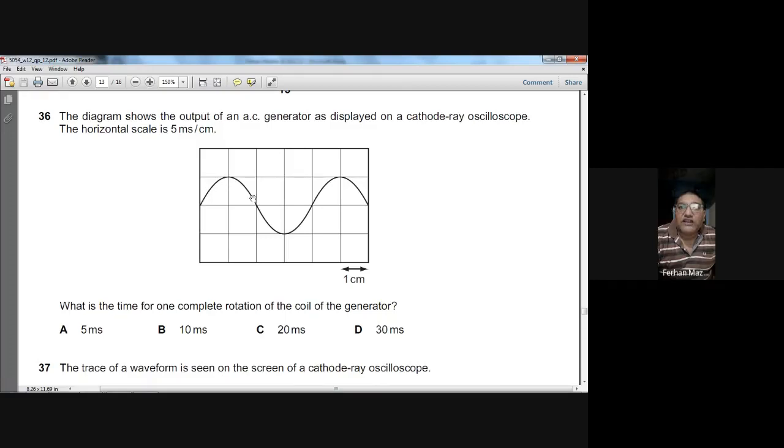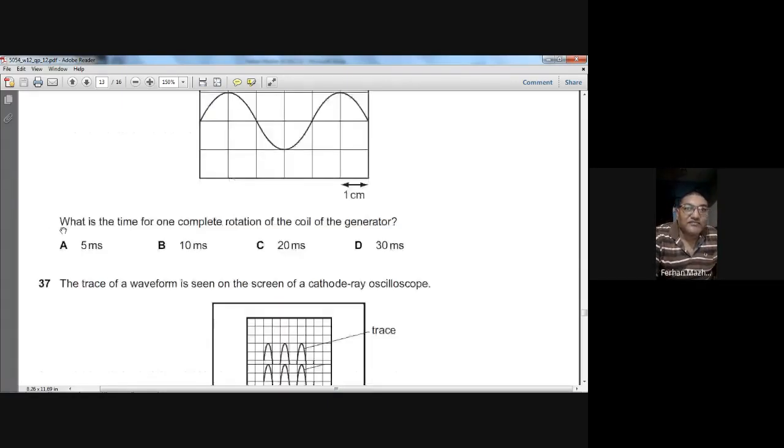So this wave started from here, it finishes here, completes here. So 1, 2, 3, 4. So there are 4 squares used. Each square represents 5 milliseconds. So there are 4 squares used, so the time period is 20 milliseconds. For question number 36, 20 milliseconds is the time period to complete one wave or one rotation of the generator. So the choice is C. Question number 36, the choice is C.